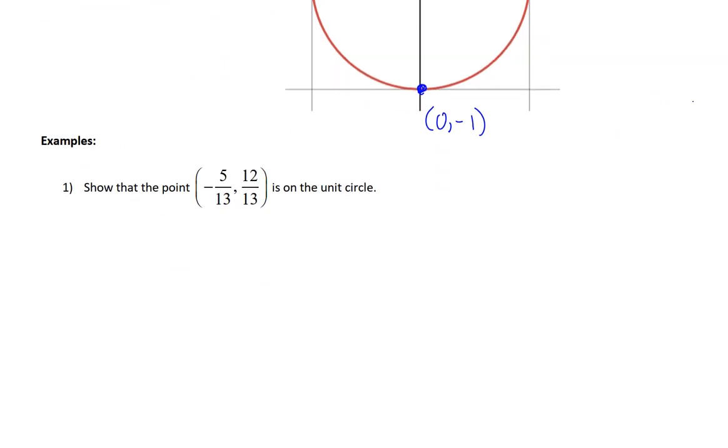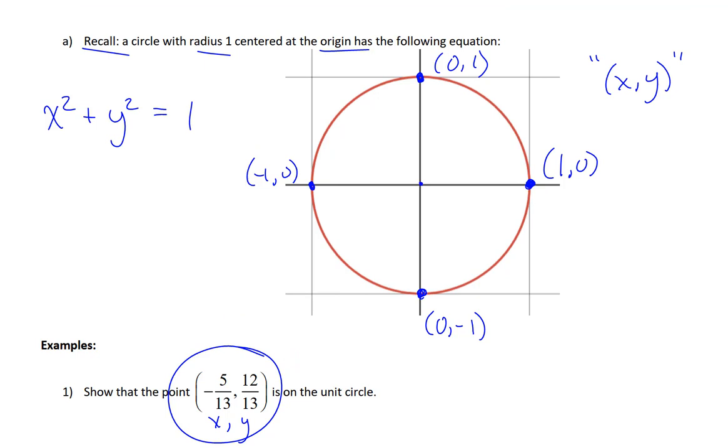The first one says this: show that the point, and now it's giving us a point in coordinate form (x, y), and the point given is (-5/13, 12/13), meaning -5/13 is the x coordinate, 12/13 is the y coordinate. And so that point is a point that you could plot with an xy address or coordinate system.